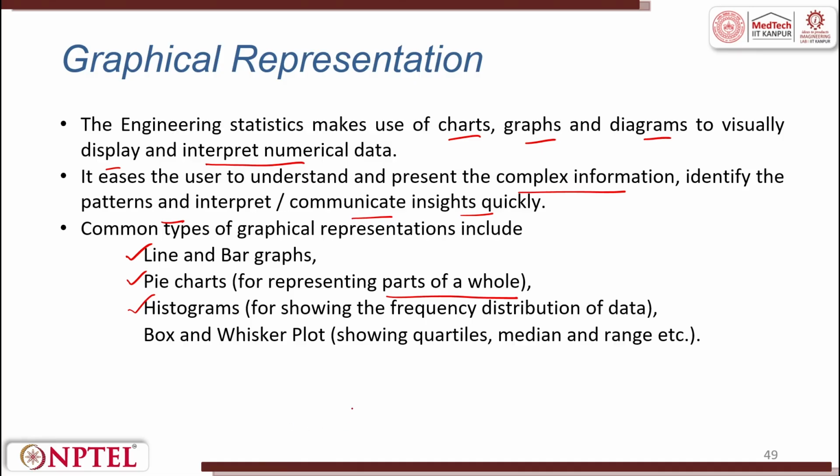Histograms are used for showing the frequency distribution of the data. Box and whisker plots are for showing quartiles, median, and range. A box and whisker plot looks something like this. This is known as the box, and these are the whiskers. Technically, this is the median or quartile 2, this is quartile 1, and this is quartile 3. This is the box and whisker plot.